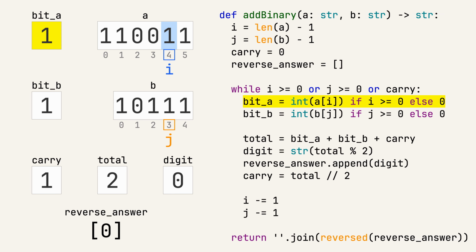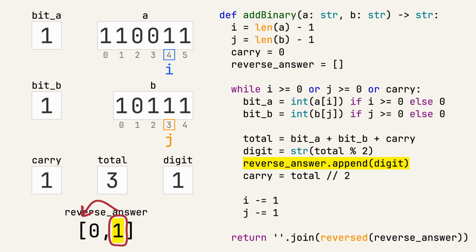Bit A will be 1 again, and so will bit B. We have a carry now, so the total is 1 plus 1 plus 1, which is 3. 3 mod 2 is 1, so the digit in the 2's place will be 1. And let's append that. Notice that this digit in the 2's place should actually be at the very left, but appending it puts it at the very right instead. And this is why this list is called reverse answer.